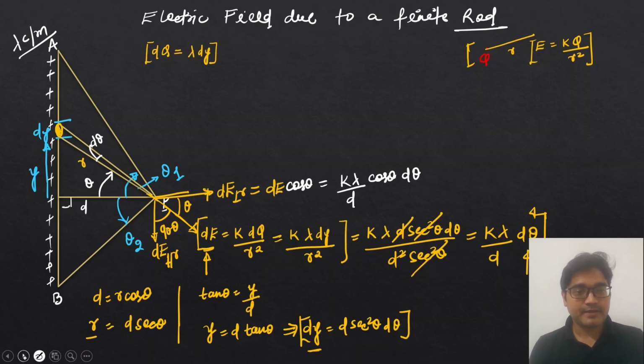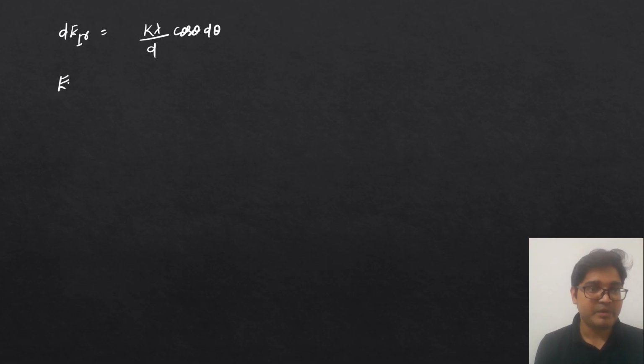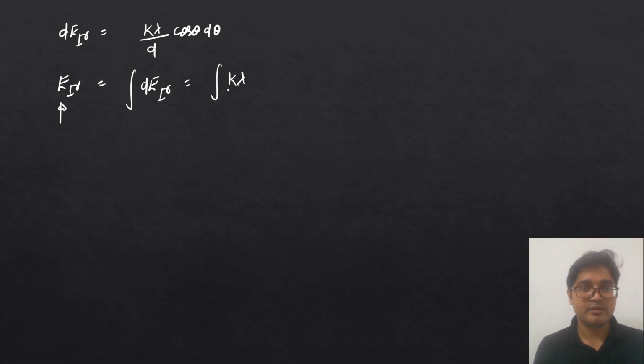Now I will integrate it on the next page. So come to the next page. dE perpendicular here is k lambda by d into cos theta into d theta. So to get the net perpendicular component, all you have to do is integrate this component. So integration of this will give you the net perpendicular component. Now the question is, what will be the limit of this integration?